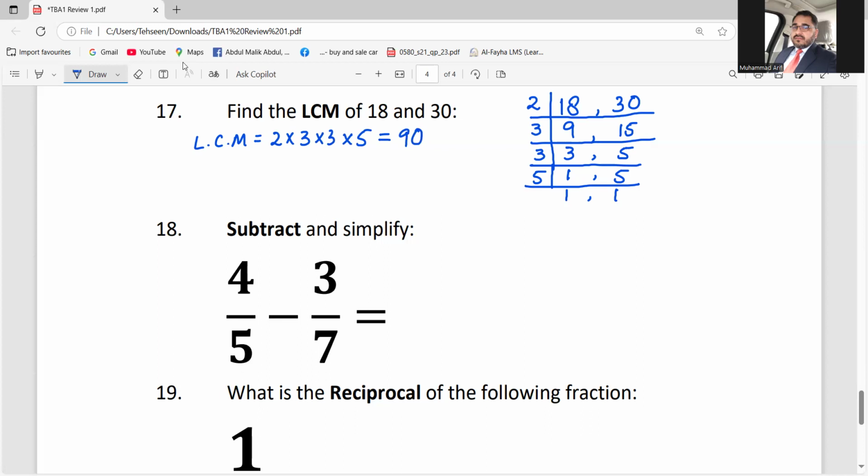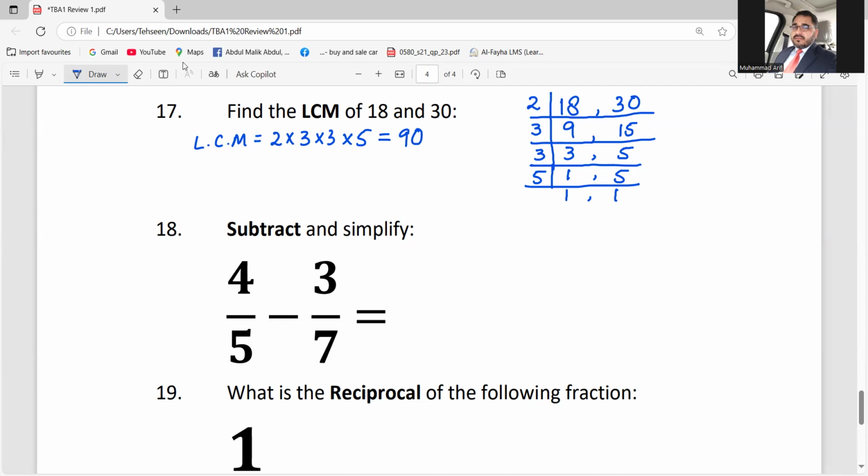Now, in question number 18, subtract and simplify. When we are going to add or subtract fractions, first of all, we need to check their LCD, least common denominator. If the fractions are like fractions, meaning the denominators are the same, that is very easy, simple. But if the numbers are different, as here 5 and 7, then we need to find the LCD. LCD of 5 and 7. LCD means least common denominator.